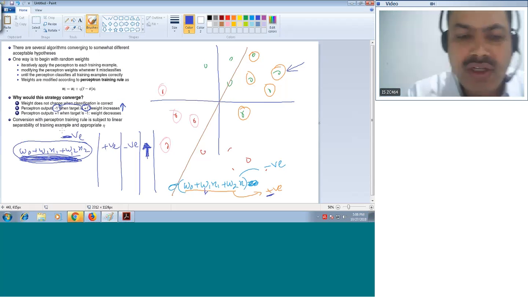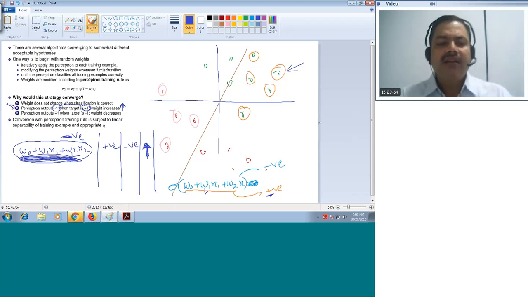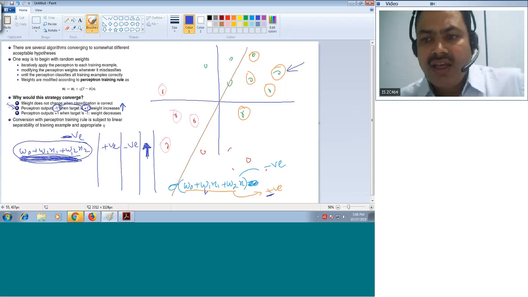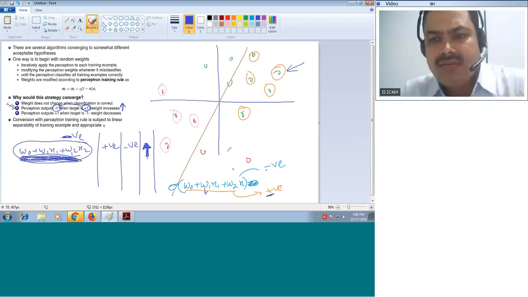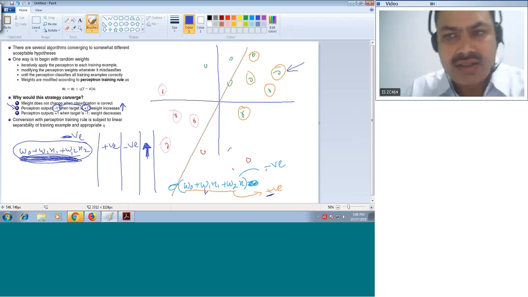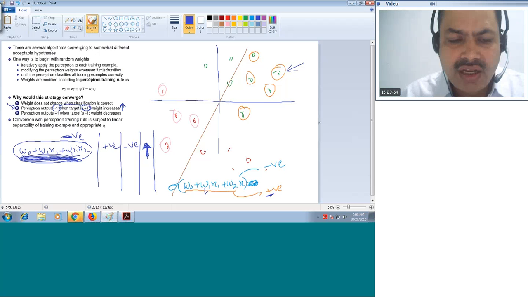So therefore you should increase the weight. This is the first line. This is the important line. If it is the right classification, then we should not change the weight. If I am taking this item, putting it over there, and the right classification is given to me, why should I change the weight? I would not change the weight.